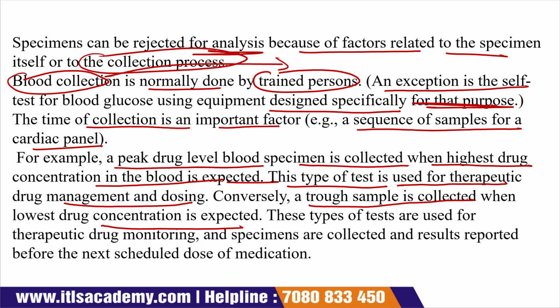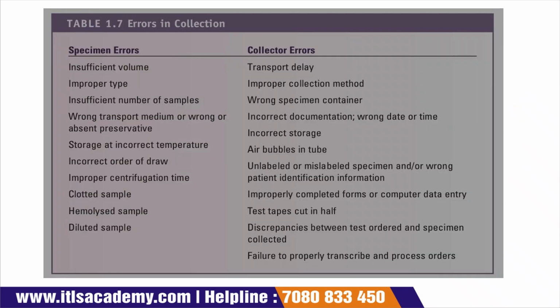These types of tests are used for therapeutic drug monitoring, and specimens are collected so that a result is properly reported before the next scheduled dose of the medication. Now, errors in collection: specimen errors and collector errors. The first column is for specimen errors, and the second column is for collector errors.